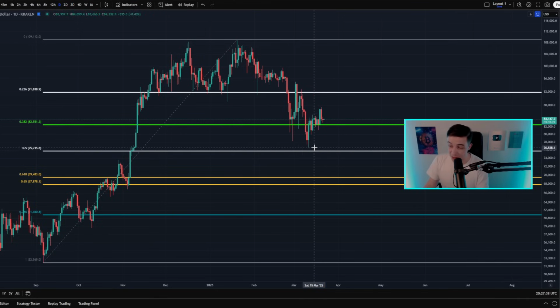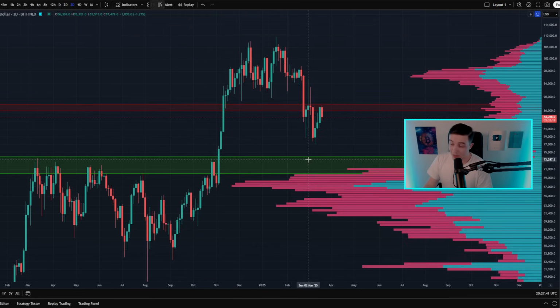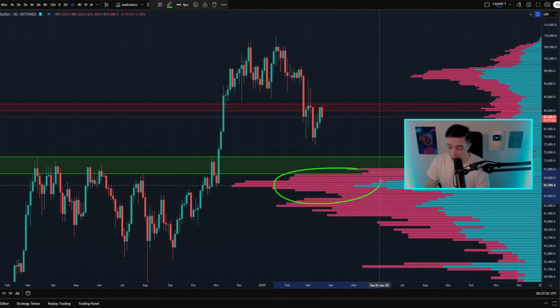And below that level of support, I'll be paying attention to this area sitting in between 70,000 to 74,000 based on previous significant resistance flipping into new support, and also a lot of support at close to 70,000 based on the volume profile indicator.